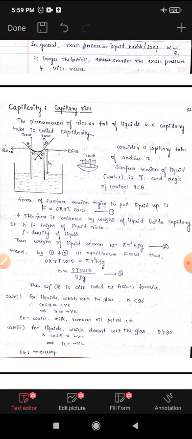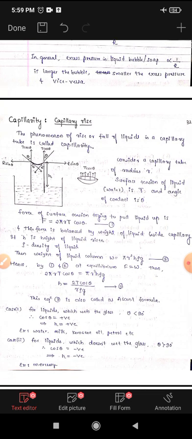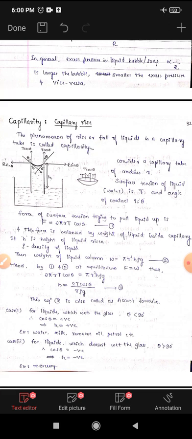When we put this capillary tube in any liquid, there may be a rise in the height of the liquid inside the capillary tube, or there may be a fall in the height of the liquid inside the capillary tube. That phenomenon is known as capillarity.